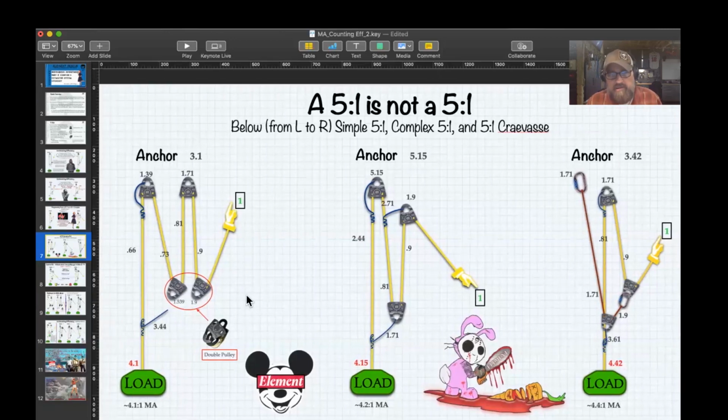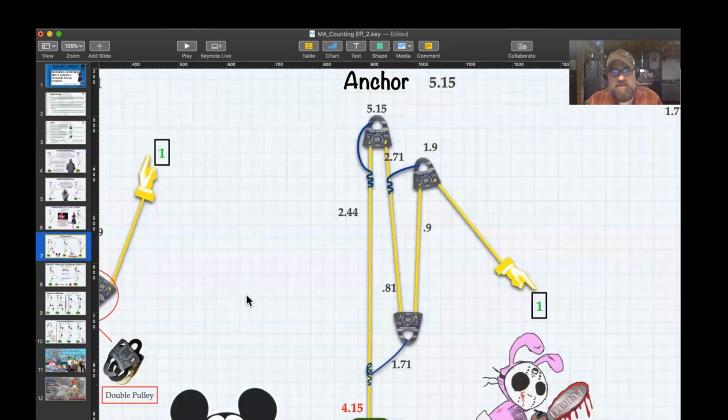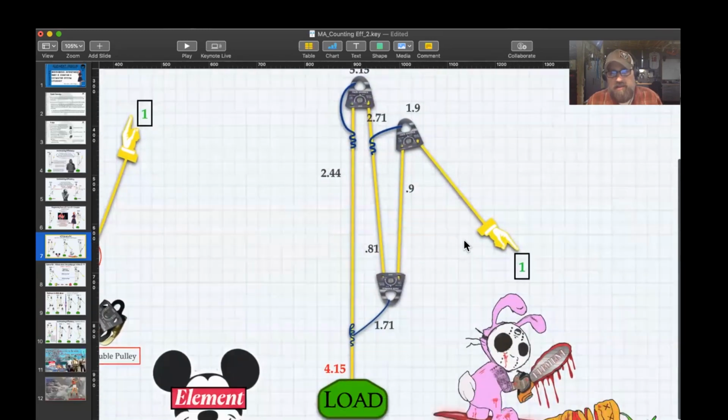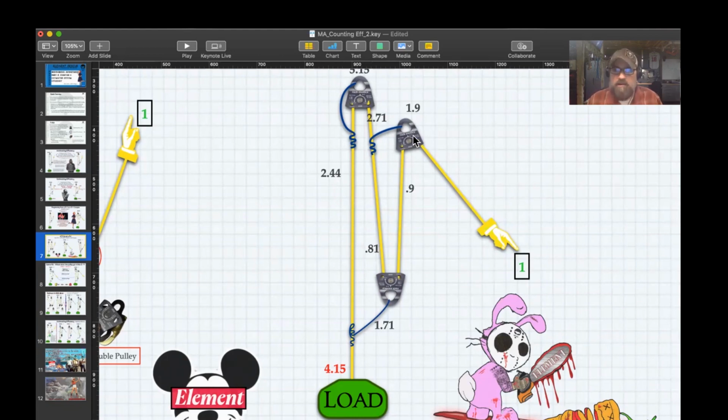So let's roll over here to a 5-to-1 complex. So right off the bat, we're going to see one comes in, right? Our direction of pull is different, so we're always going to have more weight on our anchor on this. One comes in, times that by 0.9, we have 0.9 come out. So as this comes in, we have 1 on one side, 0.9 on the other, so that equals 1.9 right here. 0.9 comes down, goes through an efficient pulley. 0.9 times 0.9 is 0.81. So 0.9 plus 0.81 equals 1.71, which is sitting on our first prusik.